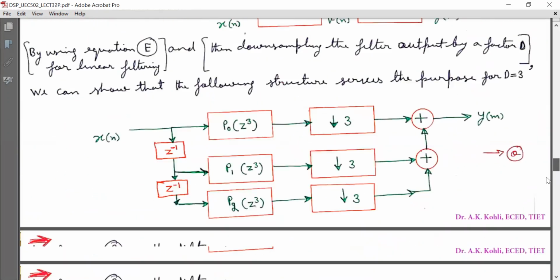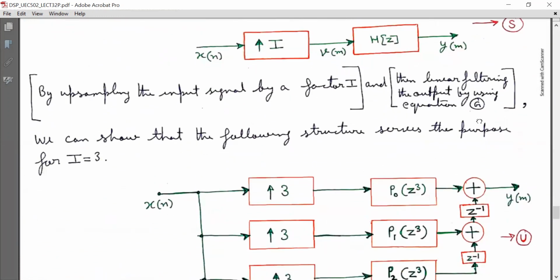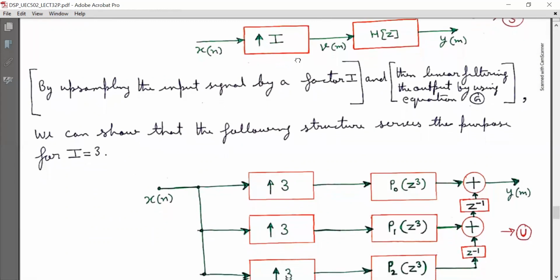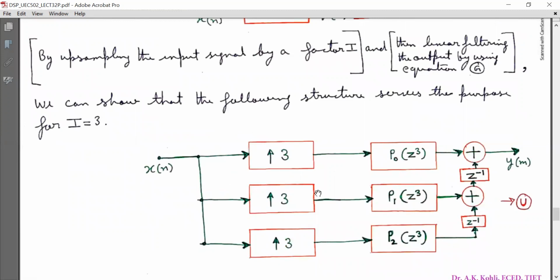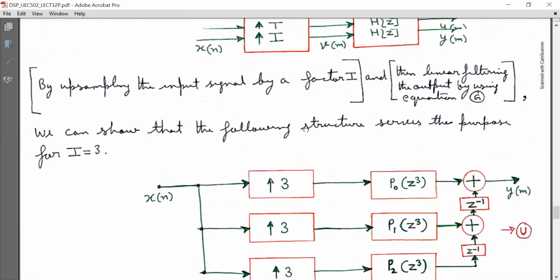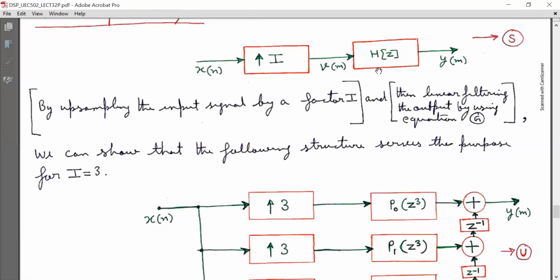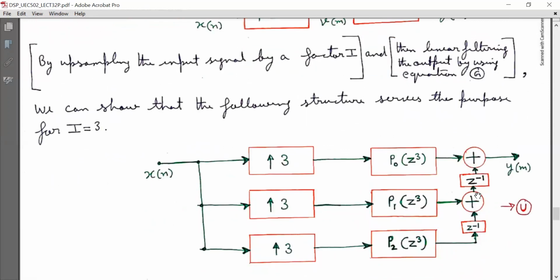Now we will come back to the main article. Now I will replace H(z) with the polyphase structure based on equation G. And this leads to the structure U. Now look at this, I equal to 3, that is upsampling is taking place by a factor 3. And then instead of H(z), I am using a polyphase structure here. And the output is y(n). Now this is a computationally inefficient structure.